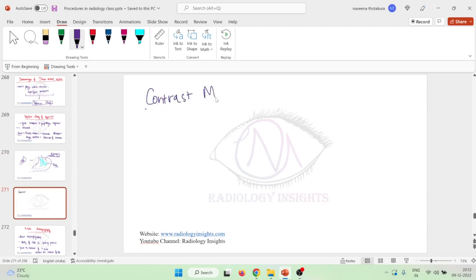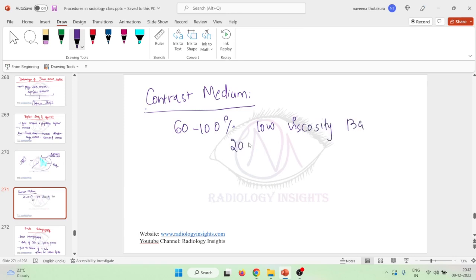So what is the contrast medium used? We use both barium and gas. Here, low viscosity barium is used, 60 to 100%. How much barium is used? We use 200 to 250 ml of barium sulfate, given orally.